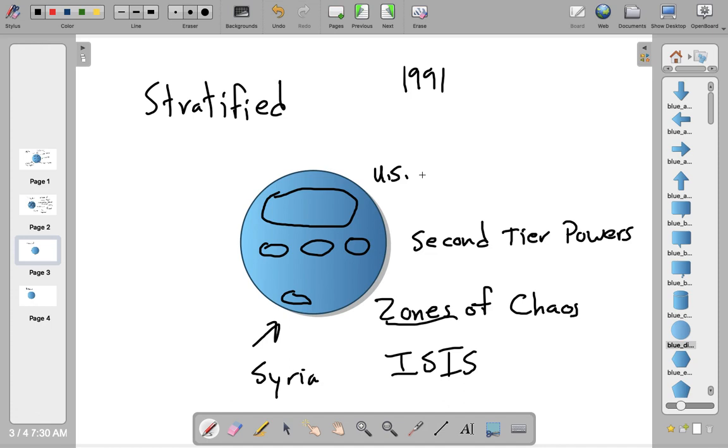Now, by the way, I want to mention these are all just theories. Sometimes theories are good, but real life doesn't align 100% with the theory, and then you have to come up with a new theory. So there are arguments to be made that the world was not stratified after 1991.